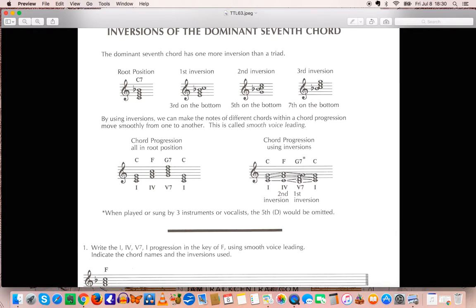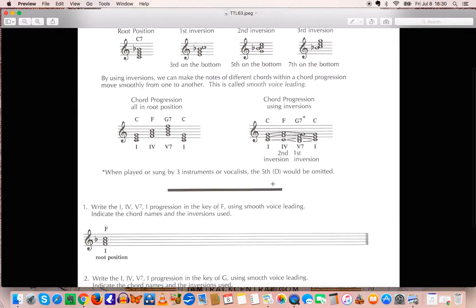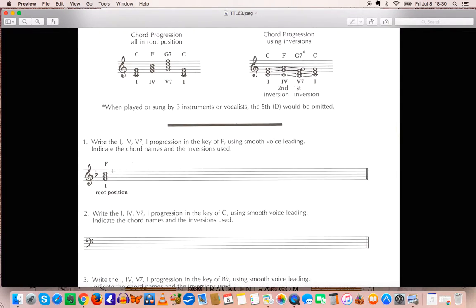So, please play it so you can hear it. And here they're just telling you what inversions they're using. When played or sung by 3 instruments or vocalists, the 5th would be omitted. Yeah, that's pretty much true. Or there are other notes that might be omitted, but that would be a good one to take out.